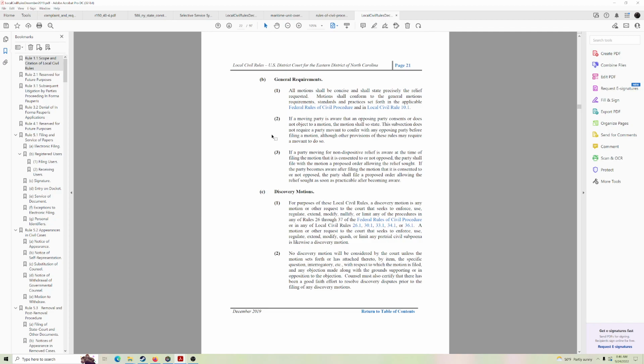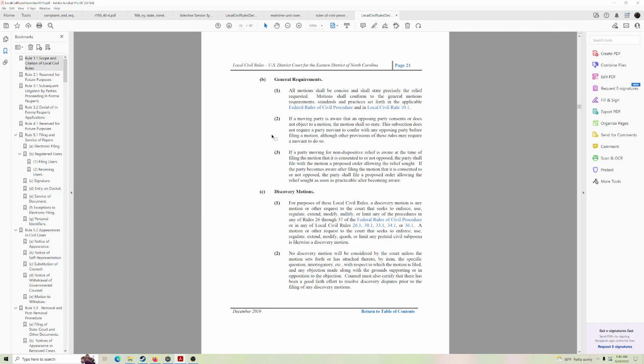If a party moving for non-dispositive relief is aware at the time of filing the motion that it is consented to or not opposed, the party shall file with the motion a proposed order allowing the relief sought. If the party becomes aware after filing the motion that it is consented to or not opposed, the party shall file a proposed order allowing the relief sought as soon as practicable after becoming aware.